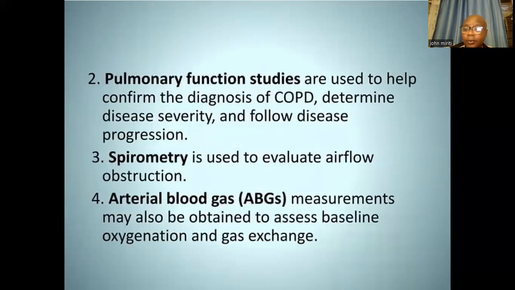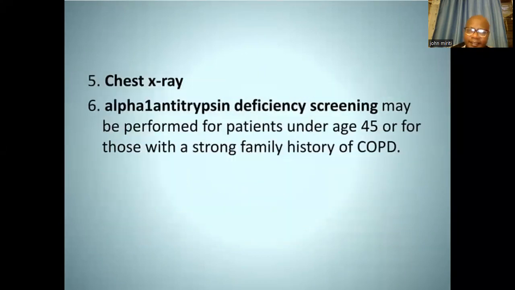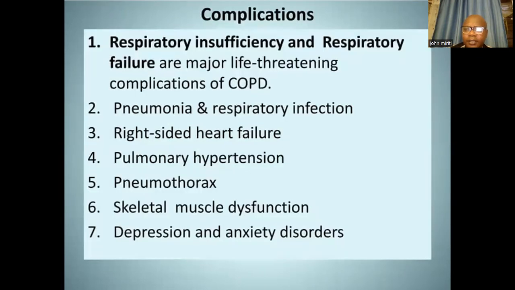So again, after taking the history, you can do pulmonary function studies where you check respiratory rate, chest expansion, all those ones. Then you can do spirometry. This one measures the strength with which you can flow the air. Then you can check the arterial blood gases. You can do a chest X-ray, and also you can test for alpha-1 antitrypsin deficiency in a patient under 45 years. So what are the complications of chronic obstructive pulmonary disease?